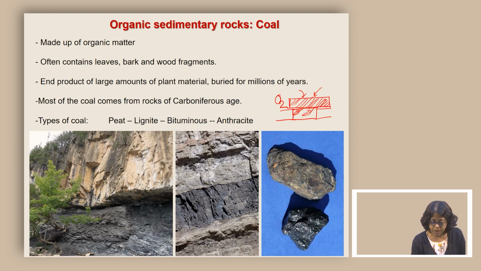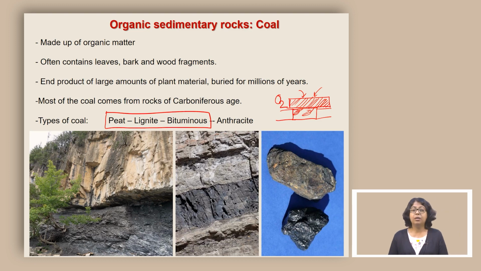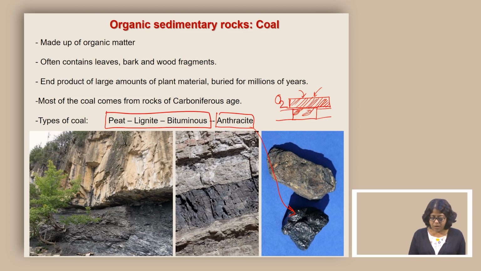Now, the first 3 are part of the organic sedimentary rock, but this last one, because it requires significant involvement of temperature and pressure, is actually a metamorphic rock. So, this one is actually a metamorphic rock, whereas the other types are part of sedimentary rock. So, if we go to the field, we will often see structures like these. These are basically the coal.